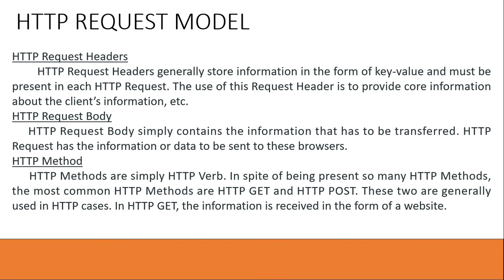The HTTP methods, or simply HTTP verbs, are the HTTP actions that have to be performed. There are generally four HTTP methods: get, put, post, and delete. The get method is used to access some information from the server. The post method is used to provide some information to the server. The put method is used to insert information into the server, and the delete method is used to delete the information in the server.